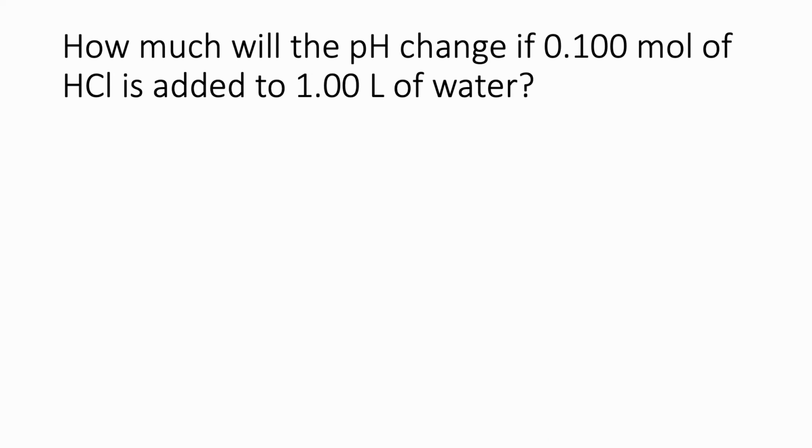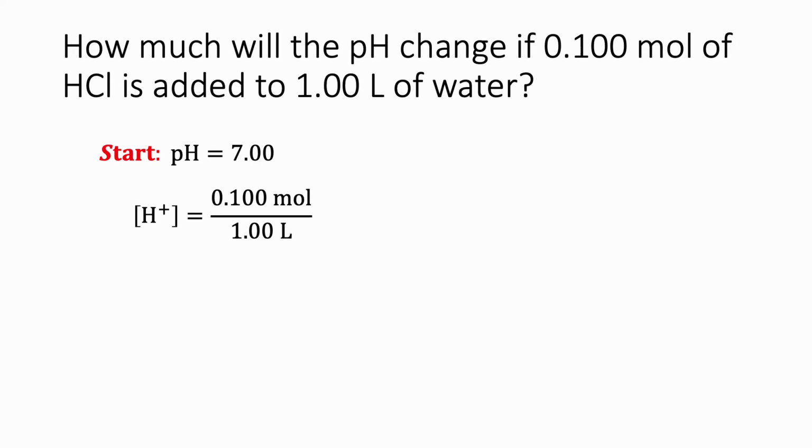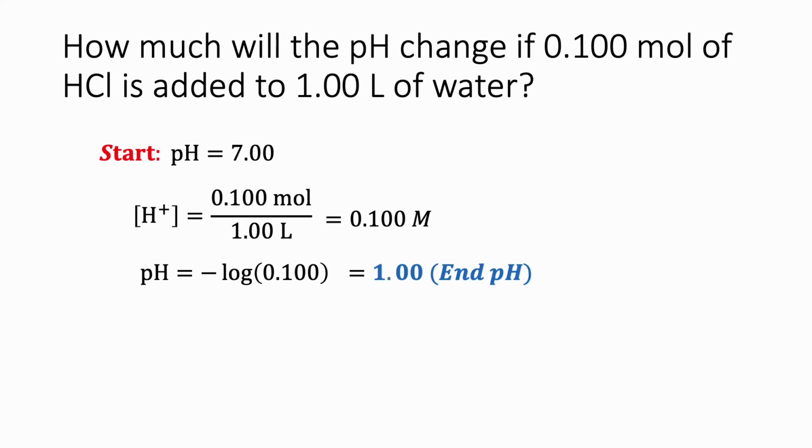Before we start a problem, what I'm going to do is look at what happens if you don't have a buffer solution. So how much does the pH change if you add 0.100 moles of HCl to 1 liter of water? Now at the start we're going to assume that our water is completely neutral, therefore it will have a pH of 7. Now the H+ concentration after you've added the HCl, we've gone up to 0.100 moles in 1 liter of water, and that gives us 0.100 molar H+. So pH is going to be the negative log of 0.100, and our ending pH will be pH 1.